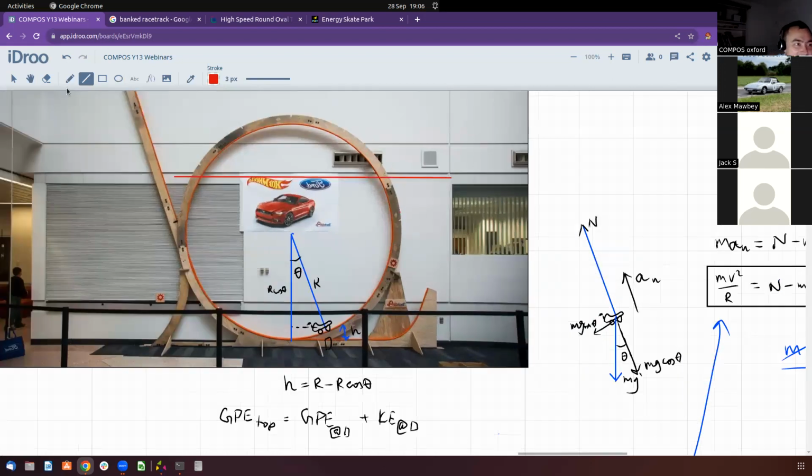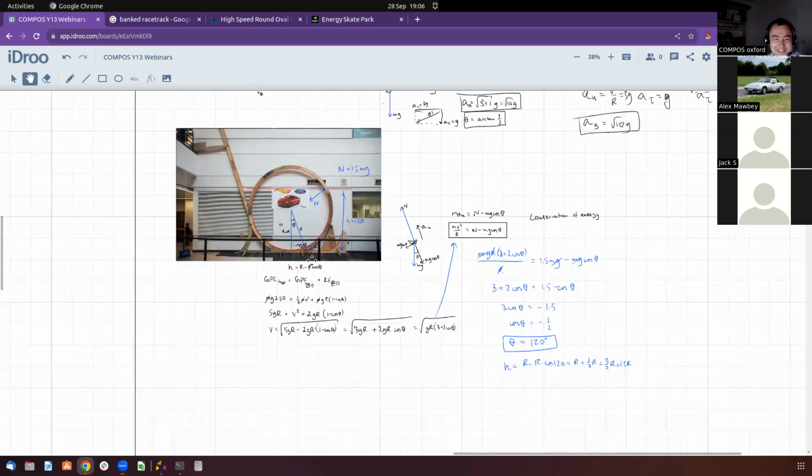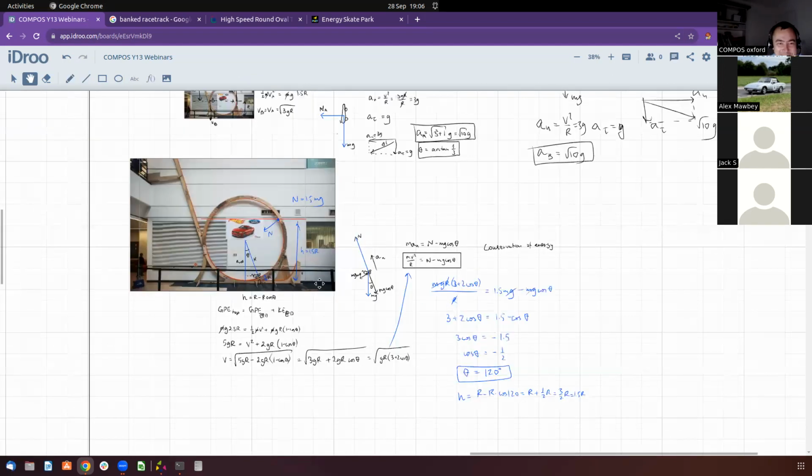So at a height of 1.5 r, the normal reaction force is going to be 1.5 mg. Everyone's gone very silent, and I hope that means you're just admiring the physics here, what we are doing.